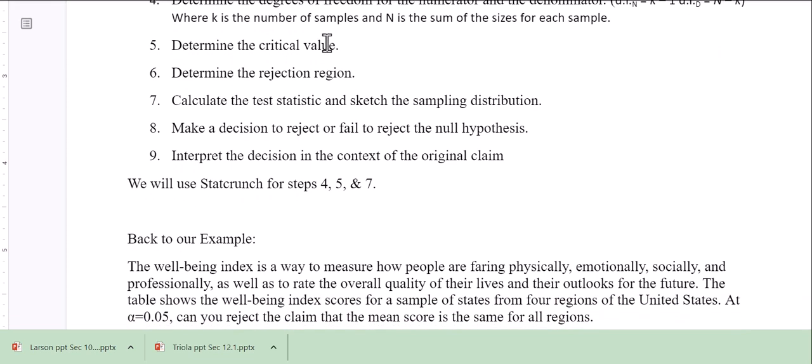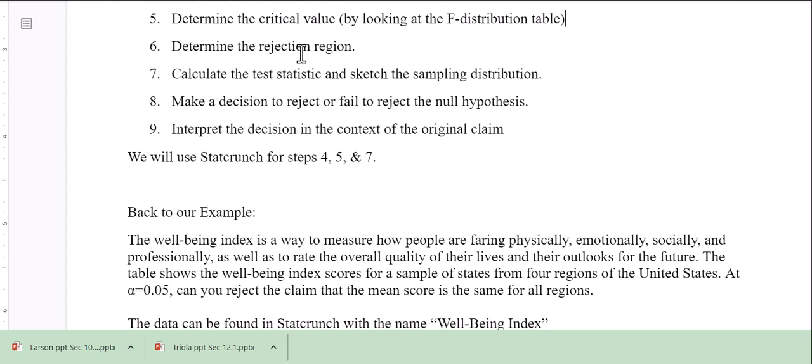And then you determine the critical value by looking at a table. So let me add that in here. By looking at the F distribution table, which you can find in your textbook, determine the rejection region based on that.